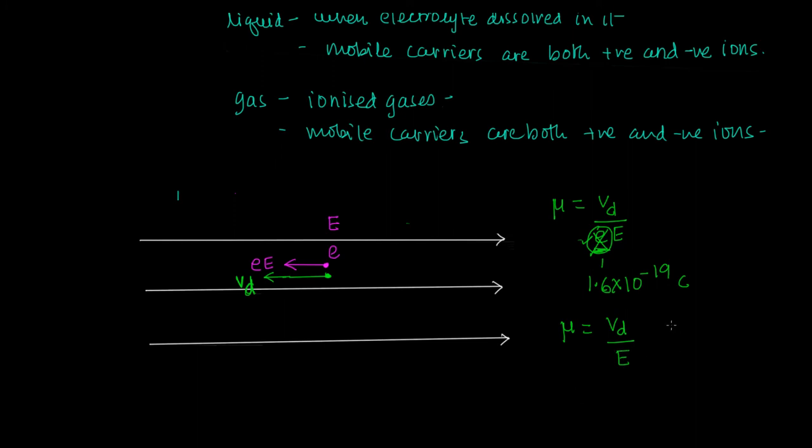And what is Vd? After all, what is Vd? We know that Vd is, so I say this is mod of that, right? Mod of Vd. Vd is nothing but eE tau upon m, right?